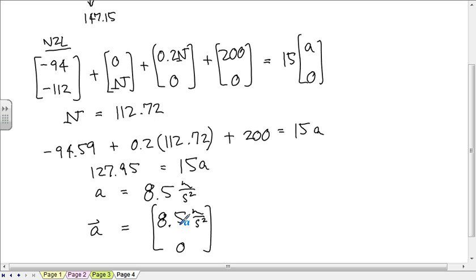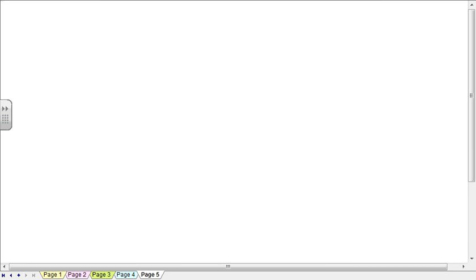Anybody have any questions about how this all works? Okay, let's do another one. Would you say this is about the difficulty level of the ones on the test? Those two are about the difficulty level of the ones on the test. This one is going to be harder. But I think there is a practice problem that's sort of like this.